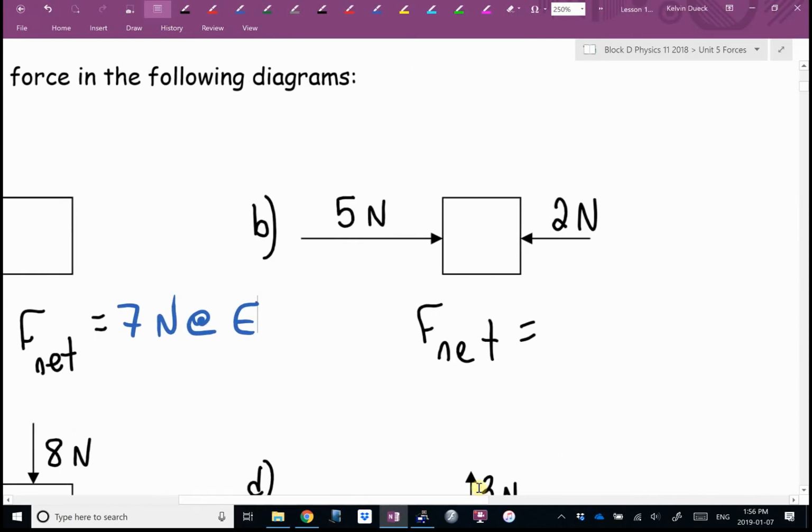A little trickier now, Riley. What do you think the net force in B would be? Which direction is winning? Oh, east. Yes. And that's the larger force, the larger unbalanced force will be the winning direction. So you said 3 newtons at east.